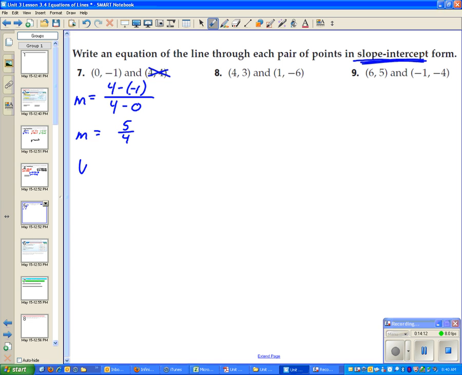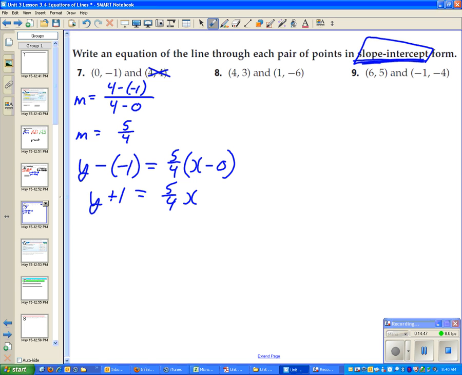So I can do y minus, then what would I put in for y1? -1 equals m. What do I put in for m? 5/4 times x minus 0. All right, then I don't like the minus negative, so y plus 1 equals 5/4. Then in the parentheses, x minus 0 is x.